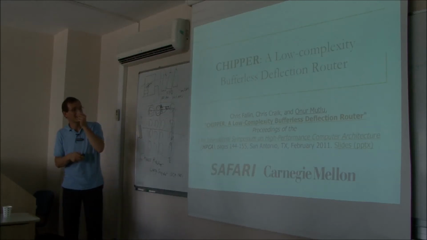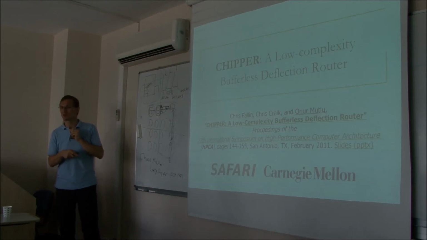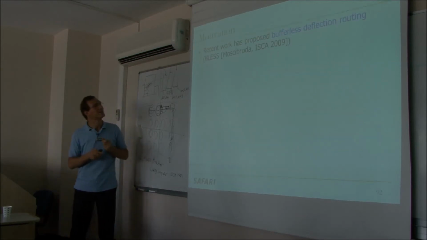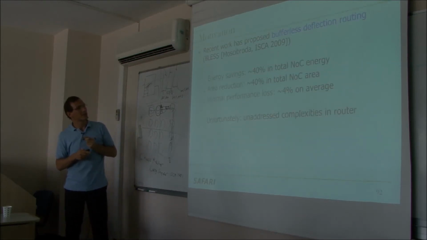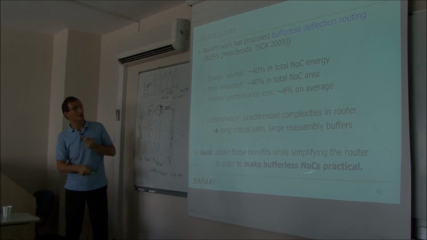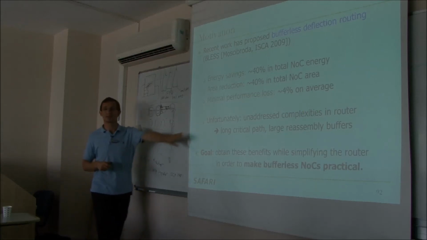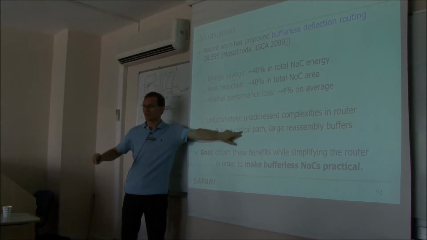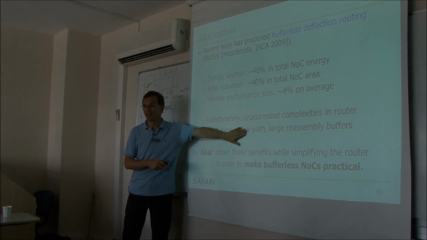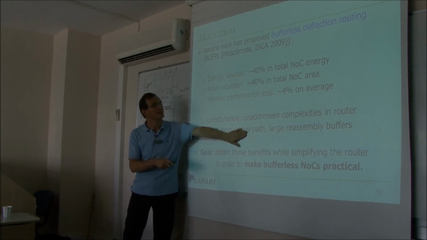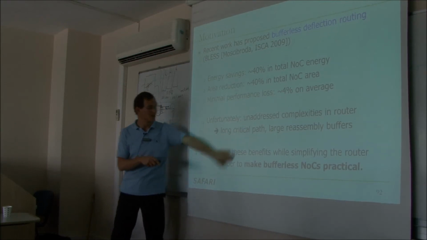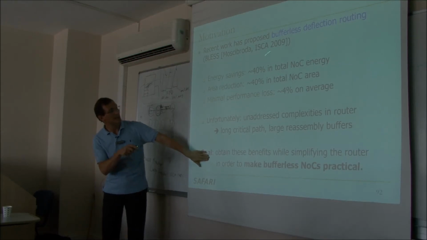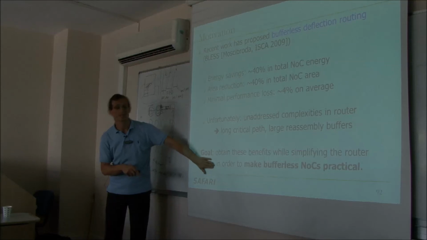So we realized that deflection router actually is much more complex when you try to implement it. And I'm going to skip this because our goal was to obtain, so there were unaddressed complexities in the router. And there are two things. One is the long critical path that we've discussed, and I'll discuss why you have a long critical path, and large reassembly buffers. Basically, we would like to obtain these large benefits that we've seen earlier while simplifying the router to make bufferless routing practical.